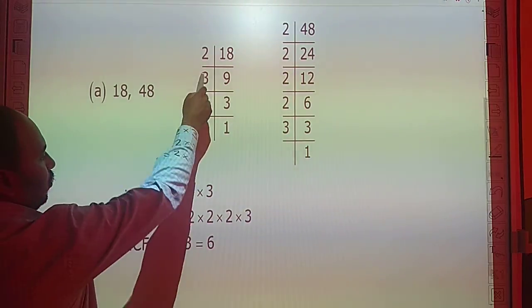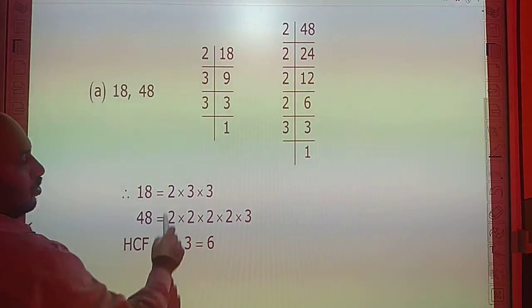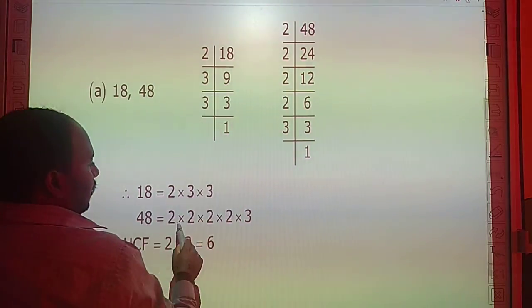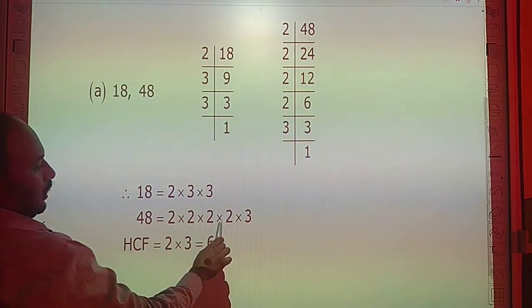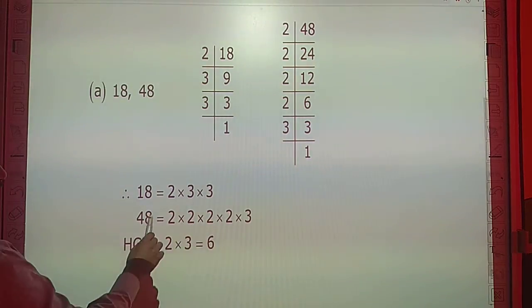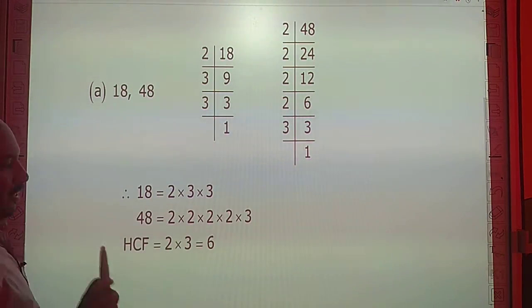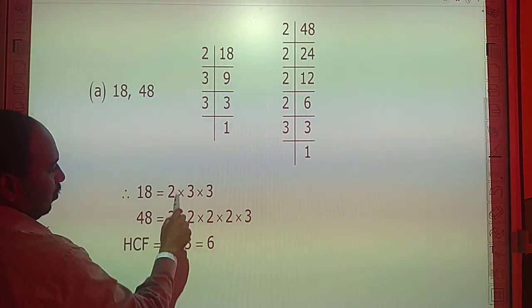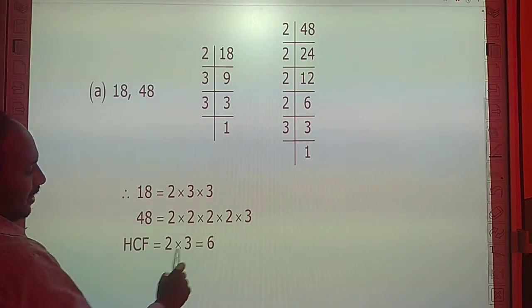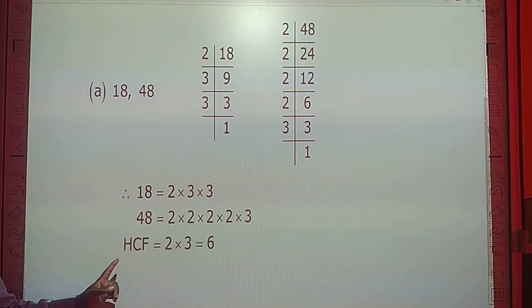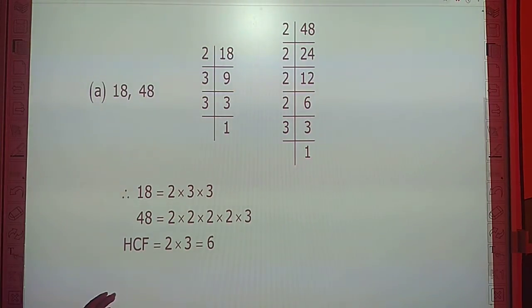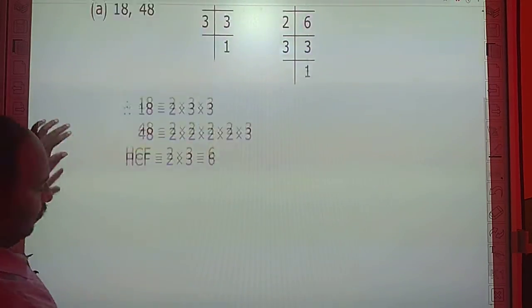Here 18 is equal to 2 into 3 into 3. And then 48 is equal to 2 into 2 into 2 into 2 into 3. Here the common divisors, the highest common divisor: first common divisor 2 and then 3. 2 3s are 6. Therefore, HCF is equal to 2 into 3 is equal to 6. HCF of 18 and 48 is equal to 6.